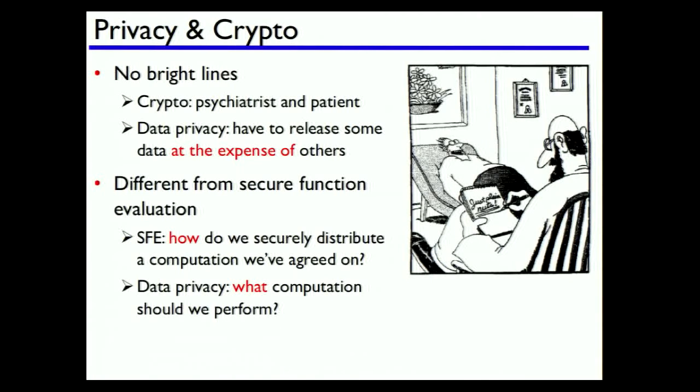And in particular, it's very different from secure function evaluation, what's sometimes meant by privacy-preserving data mining if you hear it in this community, in particular a talk at Crypto 2000 that introduced the term. So secure function evaluation roughly focuses on how to securely distribute a computation that we've already agreed on. Okay? Whereas the question in data privacy is which computation should we actually be distributing? And I'll give you some examples later of how starkly those two questions can differ.